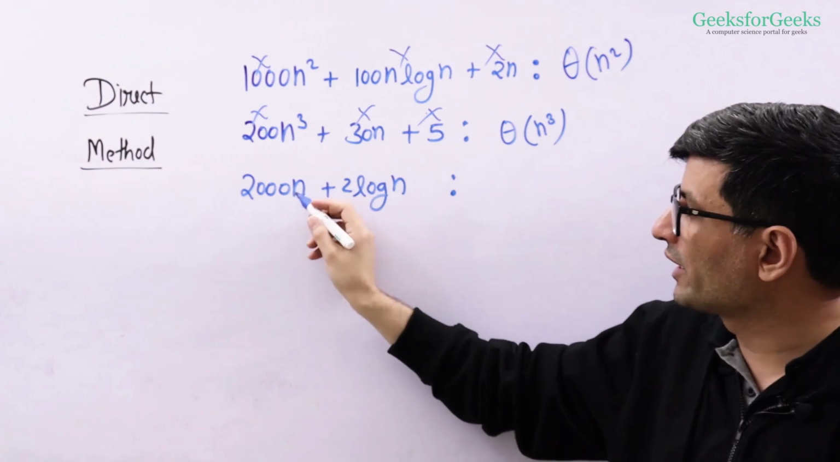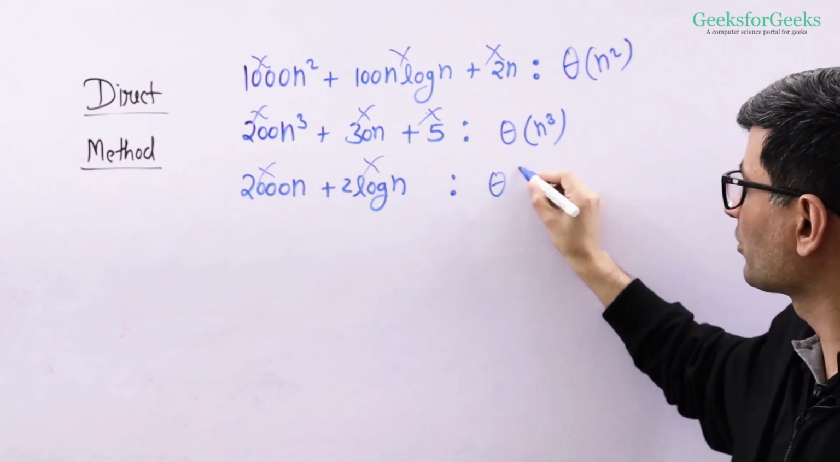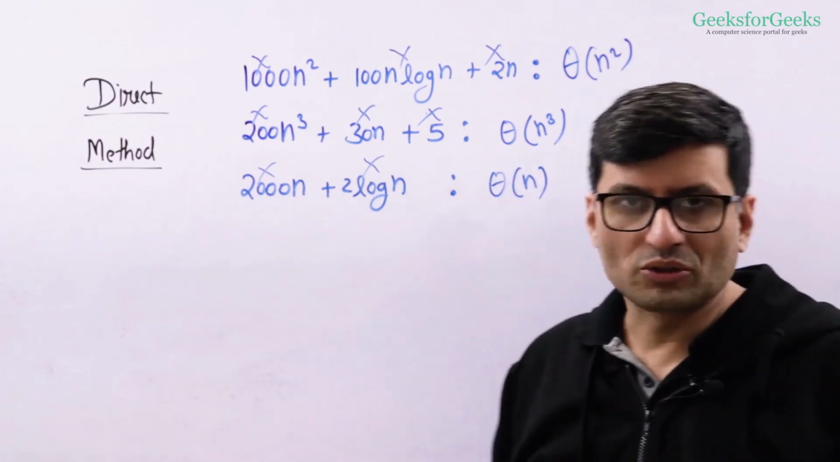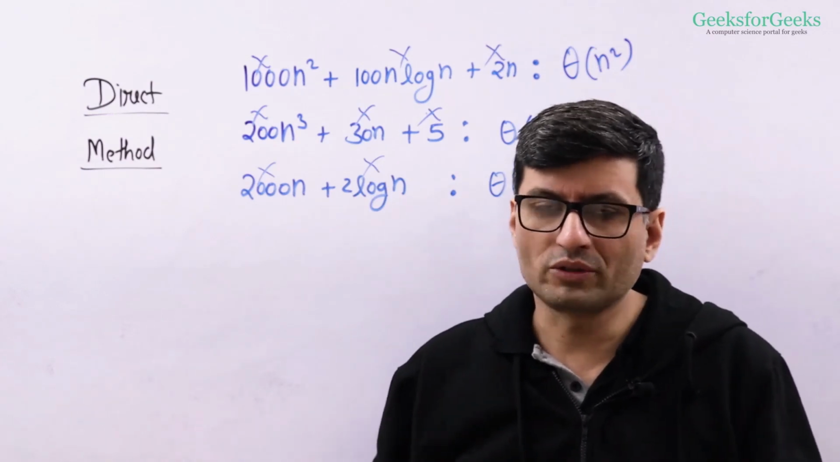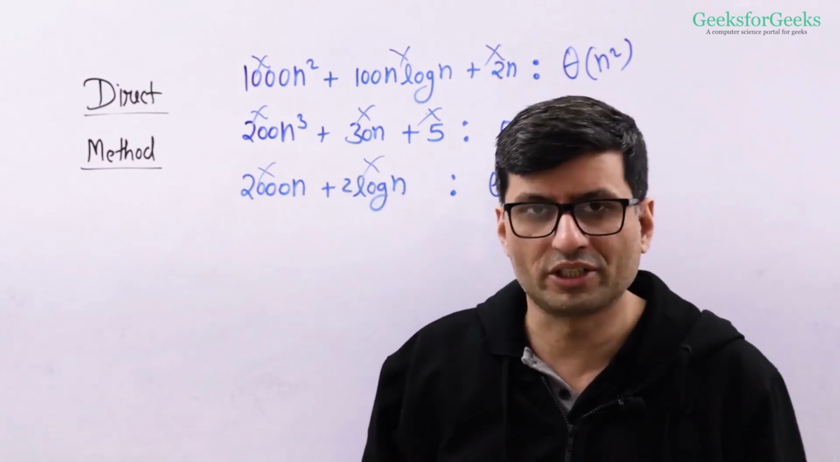Here we have log n and n, so this is a lower order term. We ignore the constant and we get the order of growth as theta of n, right? So you can use simple order of growth to get the theta notation, and we can use the same for big O and omega notations also.